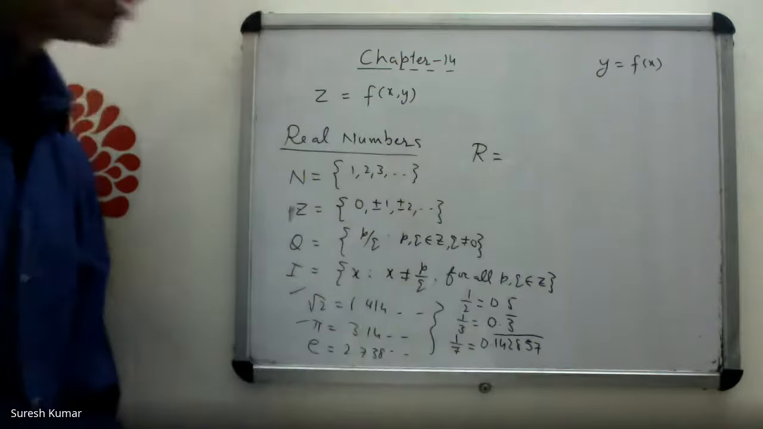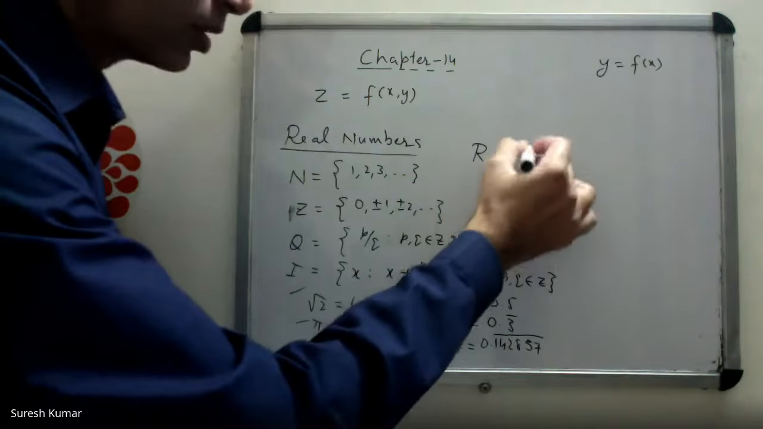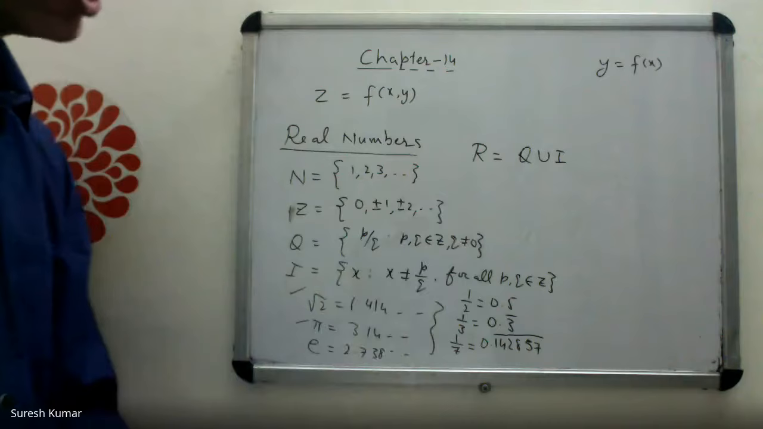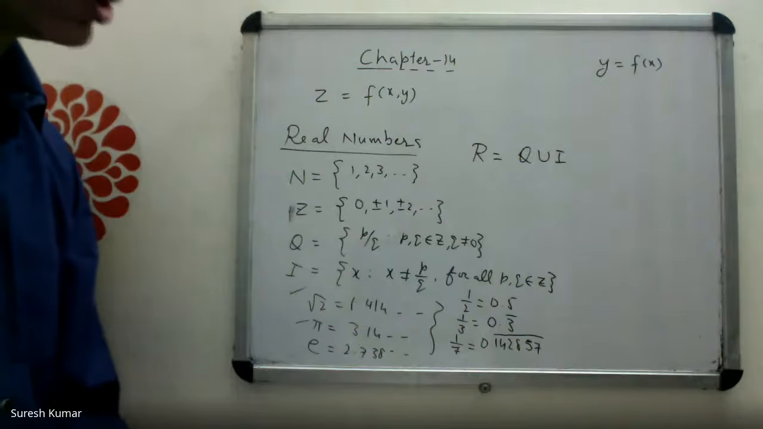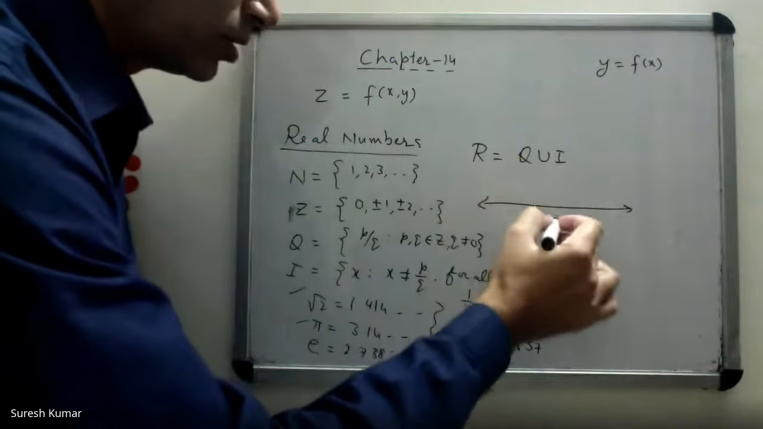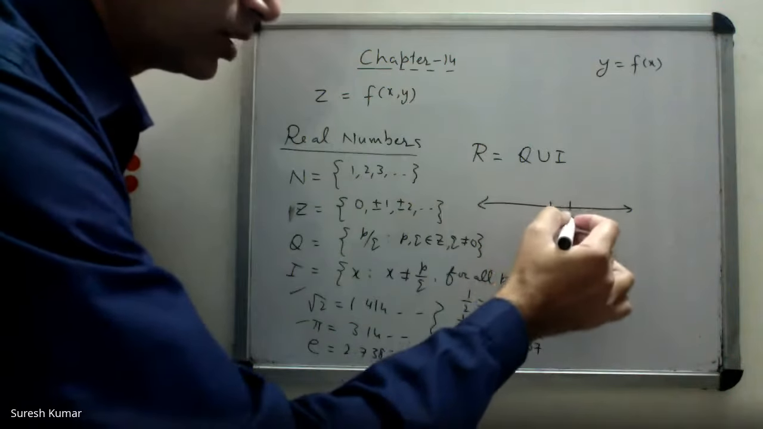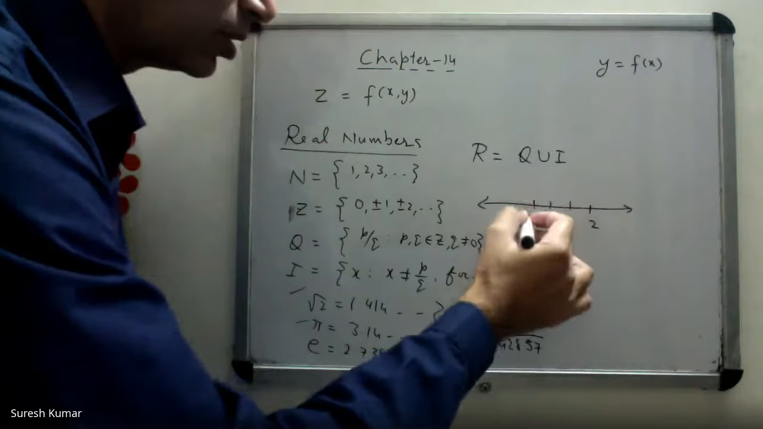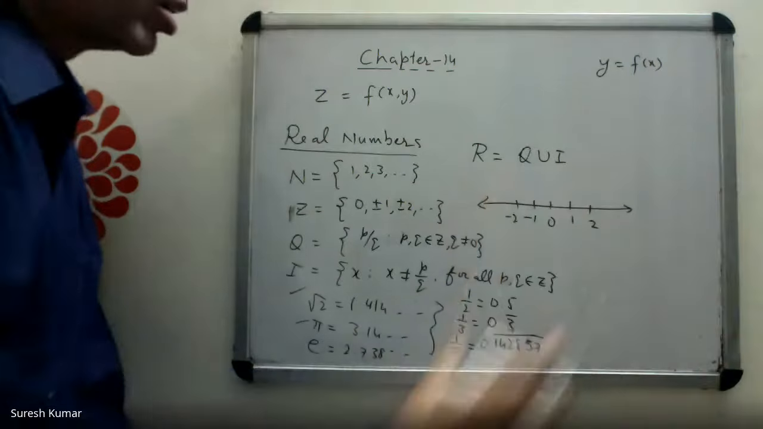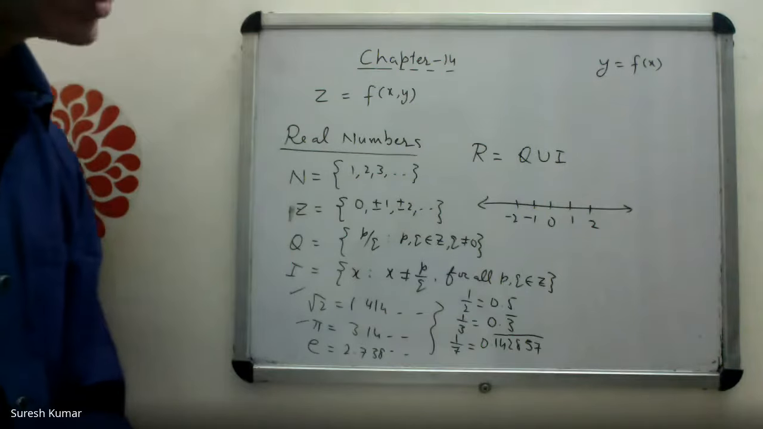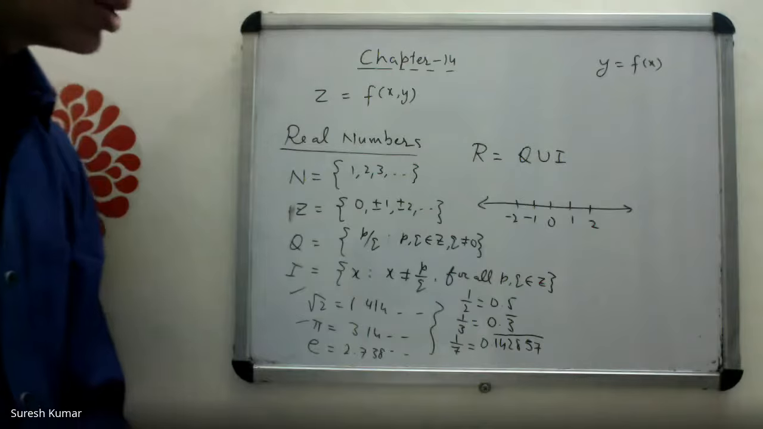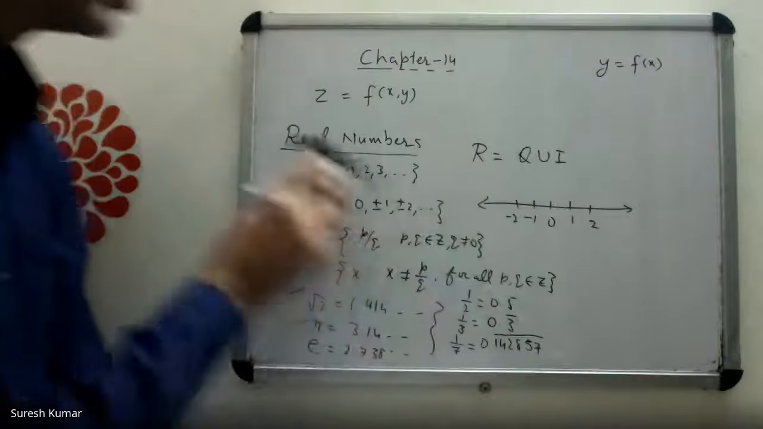What are real numbers? Q union I. If you mix rational and irrational numbers together, you get the set of real numbers. You are familiar with this number line where the integers are directly visible. You label them, fractions are in between. This real number line is fully packed with the real numbers. So these are real numbers.